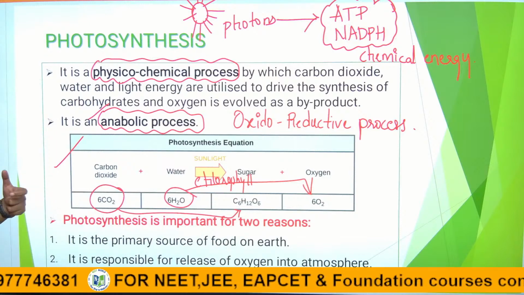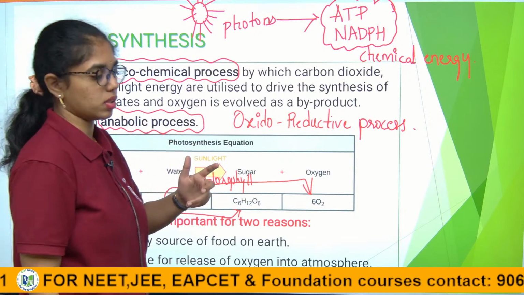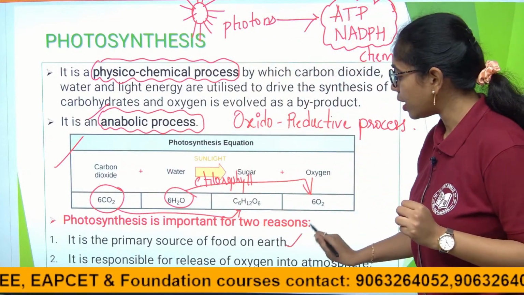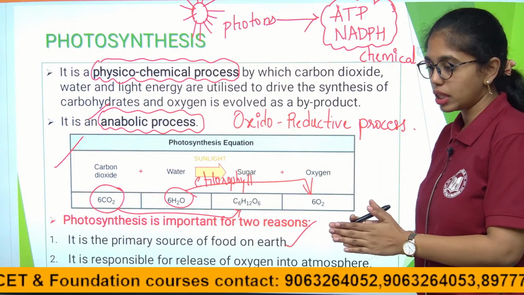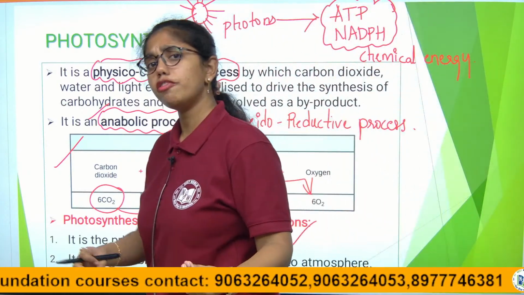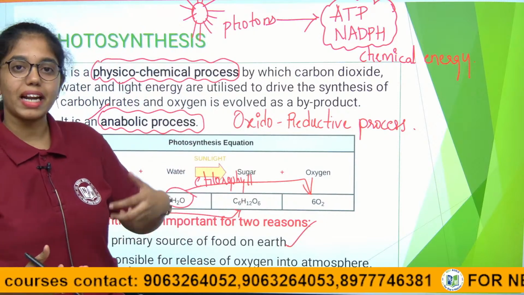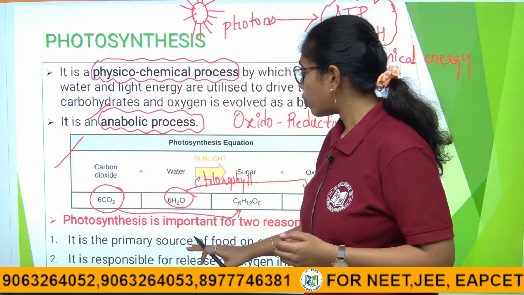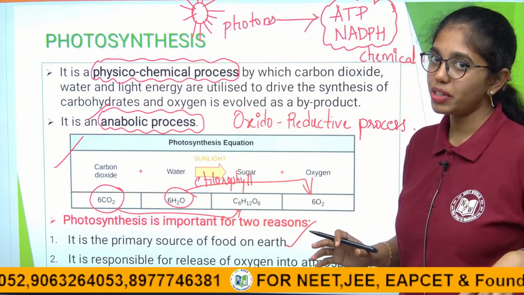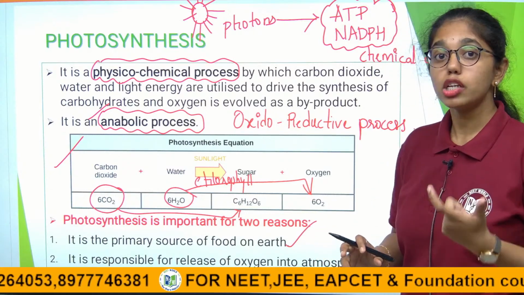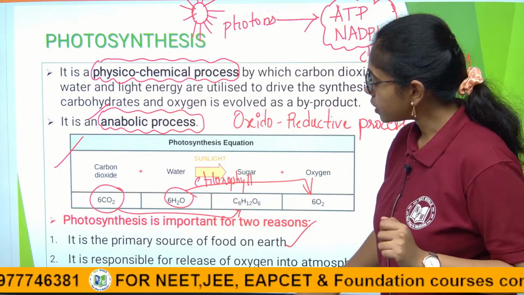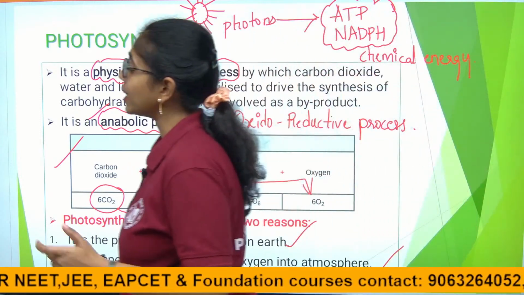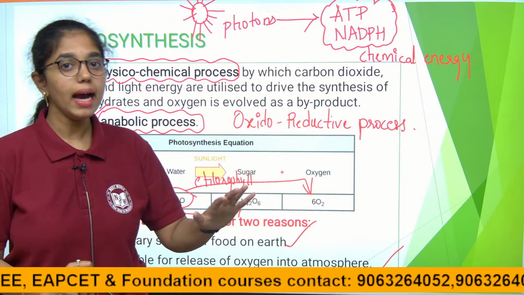Photosynthesis is important for two reasons. Why is photosynthesis very much important? It is for two reasons. One, it is the primary source of food on earth. Photosynthesis takes place from primitive plants like algae, bryophytes, pteridophytes, to advanced plants like gymnosperms and angiosperms. Photosynthesis taking place in all these species of the plant kingdom is the primary source of food on the earth, and it is responsible for release of oxygen into the atmosphere. This maintains the equilibrium of oxygen in the atmosphere.